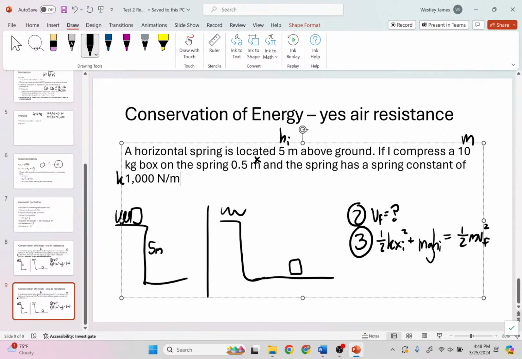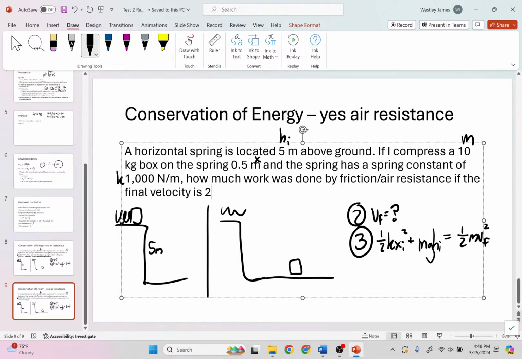it says if I compress a 10 kilogram box on a spring 0.5 meters and the spring has a spring constant of 1,000 newtons per meter, how much energy was lost to friction? That's one way I could word this. Or I could say how much work was done by friction or air resistance. Both mean the exact same thing. If the final velocity is 2 meters per second, how much energy was lost?